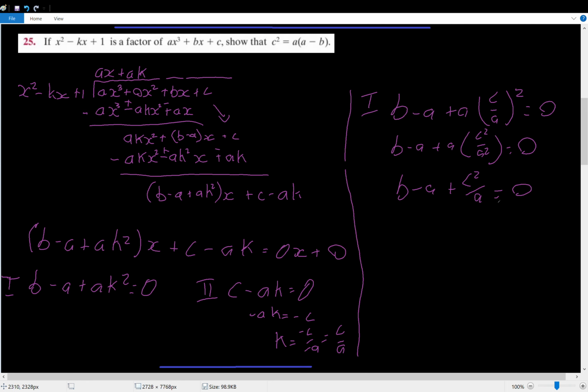We're trying to get c squared on its own because that's what it has in the question. So we move our b minus a over to the other side. We get c squared over a is equal to a minus b. Then we take our divide by a from the left and bring it across, so it becomes multiplied by a. And we get c squared is equal to a times (a minus b). And that's it. That is what we were asked to show. And that's that.